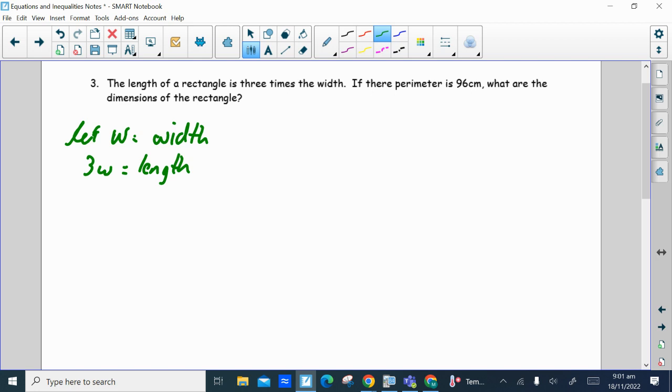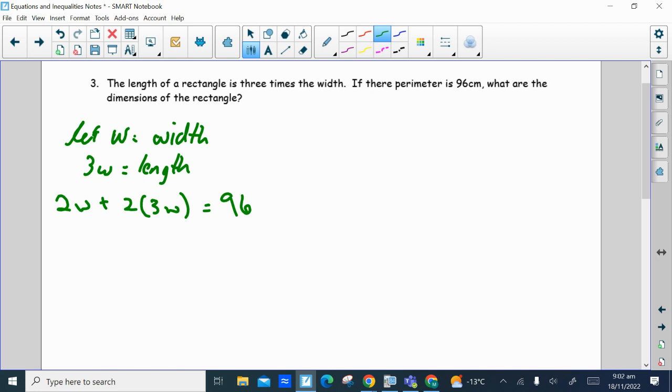What's perimeter, Jace, of an object? That's right, you're going to add up all the sides. It's the distance all the way around. So if it's a rectangle, there are 2 lengths and 2 widths, right? So to write our equation, 2 widths plus 2 lengths, that's our perimeter, must equal 96. So there's our equation. The perimeter is the distance around. You add up all the sides.